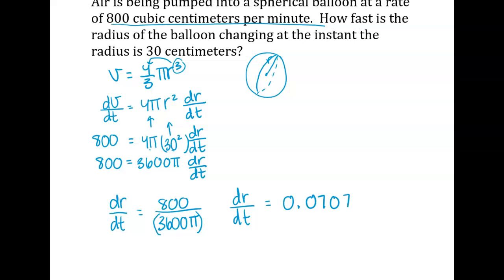And if you put this in your calculator properly, you should get 0.0707 centimeters, because a radius is just regular centimeters, not cubic, not square units or anything like that. So 0.0707 centimeters per minute.